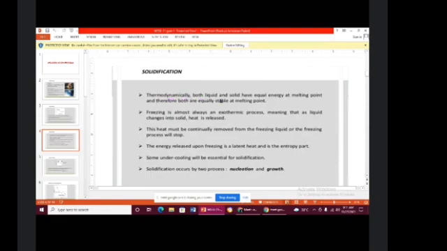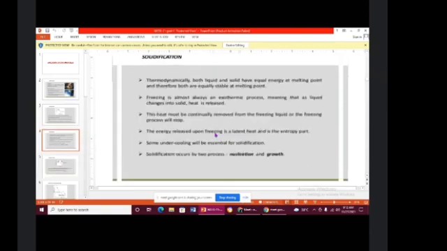Thermodynamically, both liquid and solid have equal energy at the melting point, and therefore both are equally stable at the melting point. Freezing is almost always an exothermic process, meaning that when the liquid changes into solid, heat is released. This heat must be continually removed from the freezing liquid or the freezing process will stop. The energy released upon freezing is the latent heat, and it is the entropy part. Some undercooling will be essential for solidification. Solidification occurs by two processes, nucleation and growth.